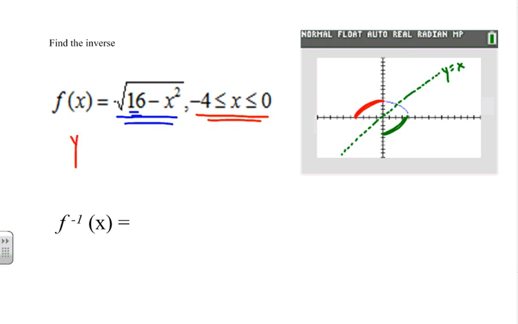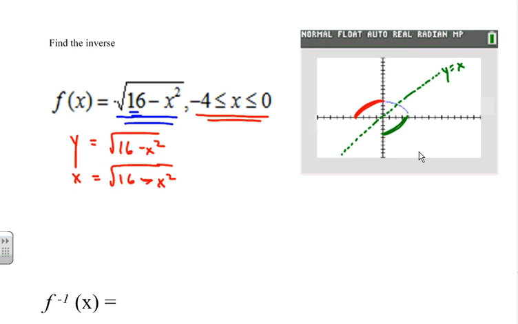So let's go through the process of finding this. We're going to switch x and y. We have x equals the square root of 16 minus y squared. Oops, minus y squared. Now I'm going to solve for this by squaring both sides. We have x squared equals 16 minus y squared. That should be y, and I apologize if you were confused. And then we take the square root.